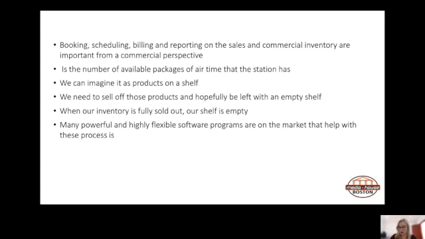I remember last year when news of the lockdown started breaking, everyone went to the shop to buy a lot of food, to stock up on toilet paper and everything that you can think of. And the shelves were pretty much empty at a point, right? So this is what we want. We want to make sure that our inventory is sold out. So many powerful and highly flexible software programs are on the market to help with these processes. Most radio stations, or all commercial radio stations, most community radio stations have programs like these.